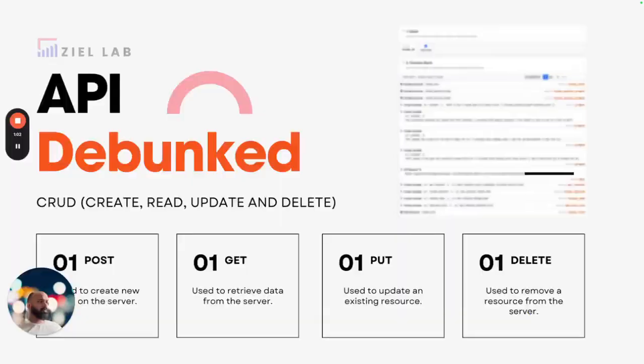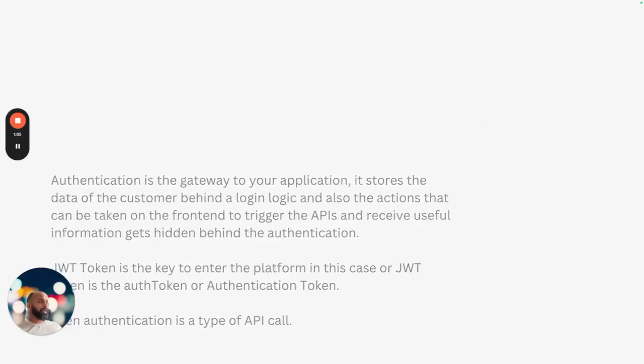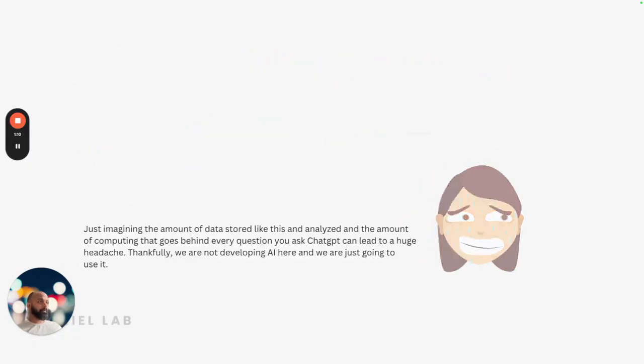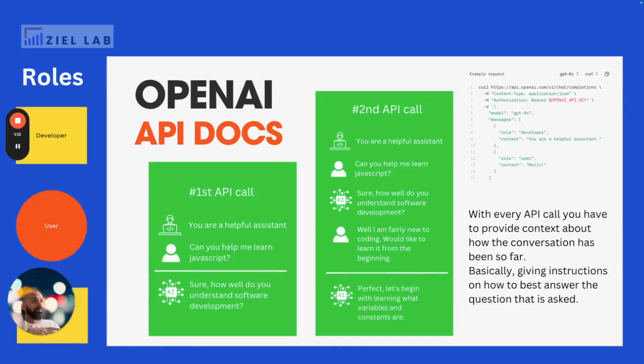We also looked at OpenAI's API documentation, and we found out how OpenAI actually works, how we have to give context to every API call that we make to OpenAI to get a response from them. So the first API call looks like: you are a helpful assistant, can you help me learn JavaScript? The first is the developer message, which configures the OpenAI bot, and then is the user message. And then comes the AI response. When we want to continue the conversation, we have to send OpenAI the conversation that we had before, along with the new message that we want to send them to get a response to that particular message.